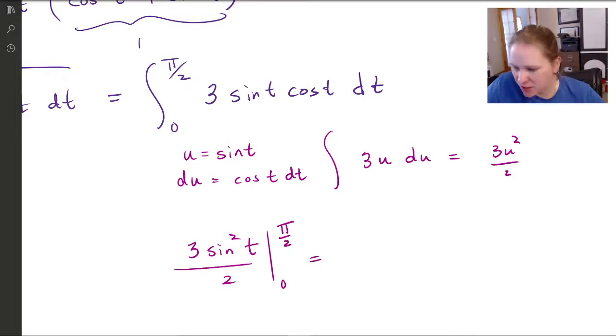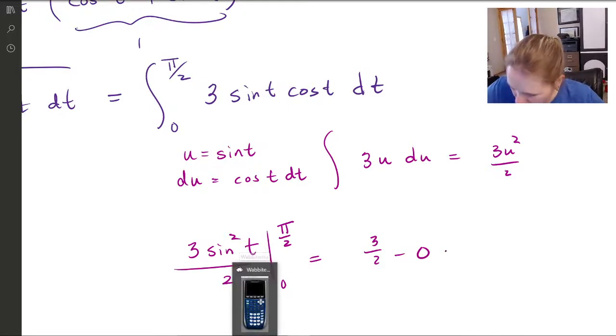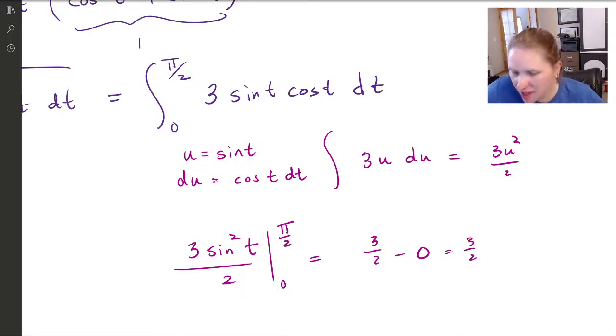Sine of 0 is 0. Sine of pi over 2 is 1. So I'm going to have 3 halves minus 0. Oh, that's not too bad, right? So 3 halves minus 0 is 3 halves. And then I have to multiply that by 4. So that's the length of the curve in quadrant 1.